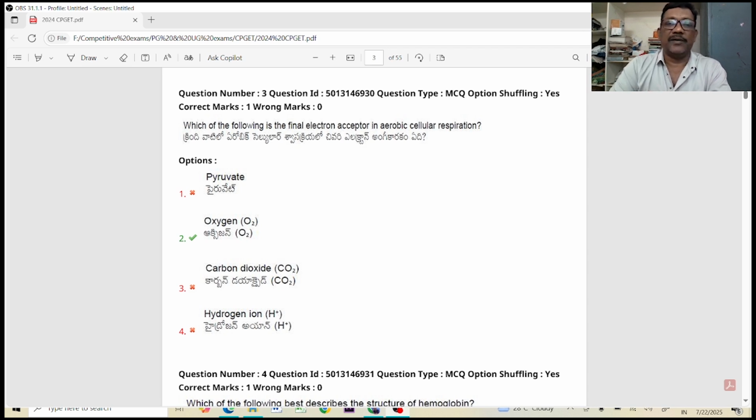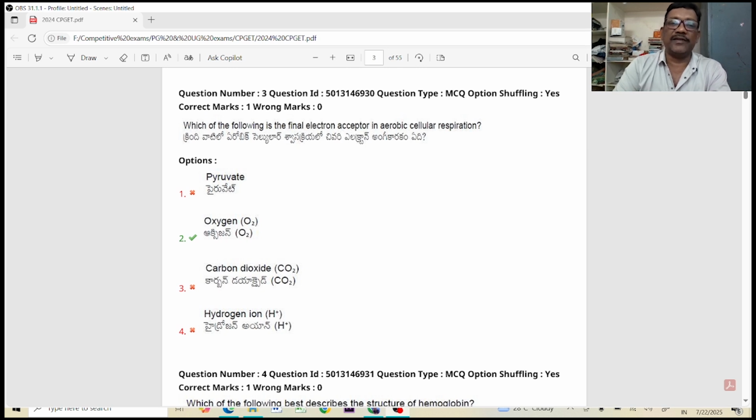So here the pyruvate is formed during the glycolysis process, so the answer pyruvate is not correct. And the carbon dioxide is formed during the Krebs cycle, that does not accept any electrons. Hydrogen ions are pumped into the intermembrane space of the mitochondria in the electron transport chain, but that is not meant for accepting electrons. So the answer is oxygen.